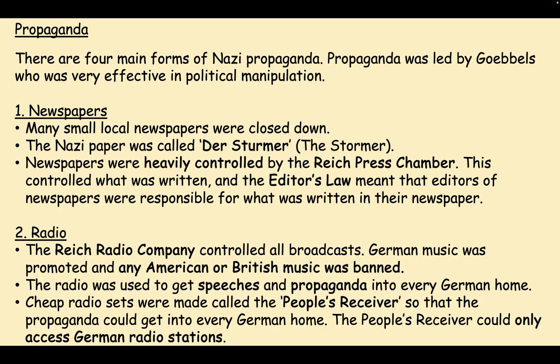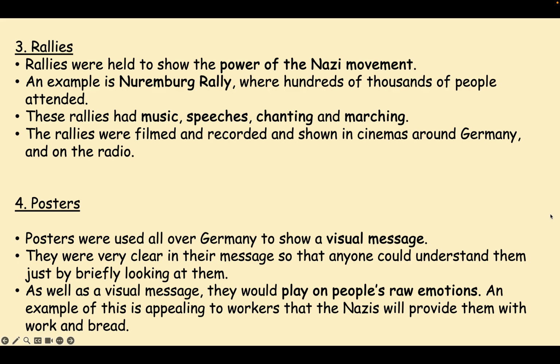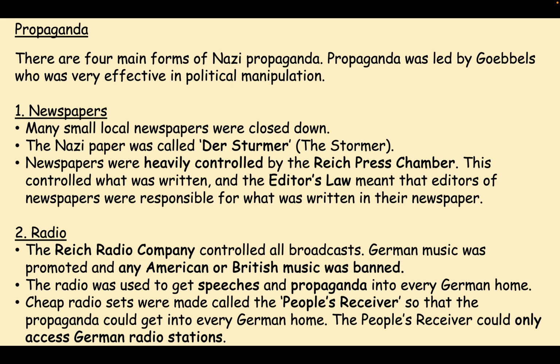Now, as well as terror, propaganda is super important in the Nazis changing the hearts and minds of the German people. And there are four main forms of Nazi propaganda: newspapers, radio, and then over the page, rallies and posters. Now, it's all about manipulating people's beliefs and people's hearts and people's minds to make people agree with and side with the Nazis. So the first thing that they do with newspapers, many of the small local newspapers were closed down. They do keep some small local newspapers, but most of them are closed down.